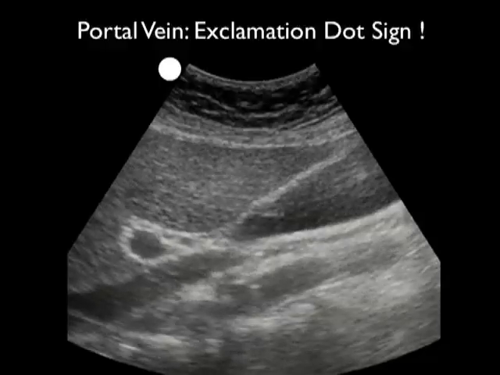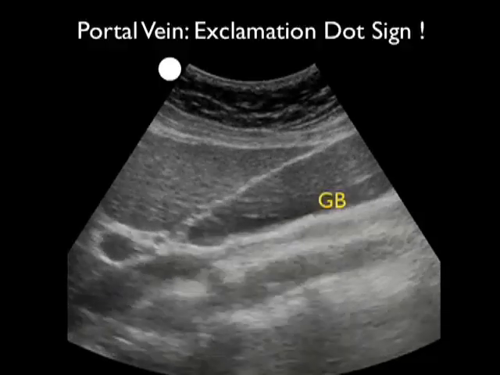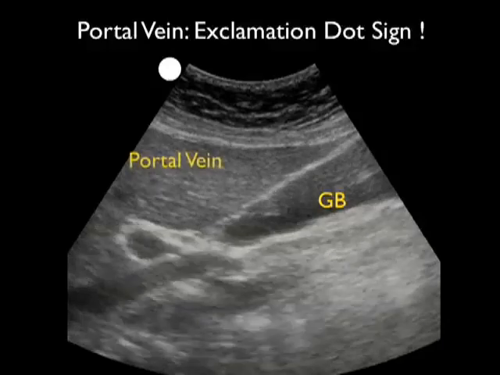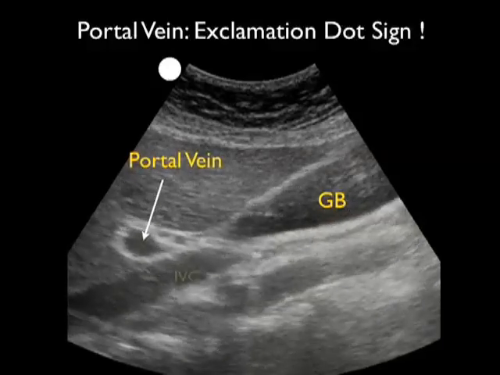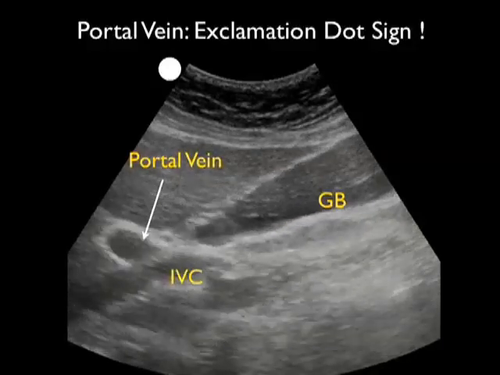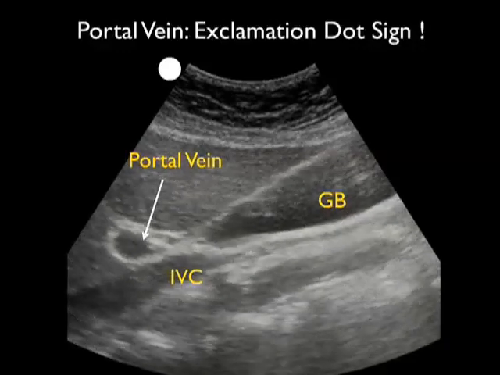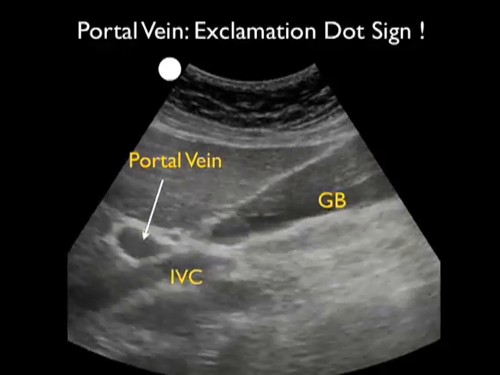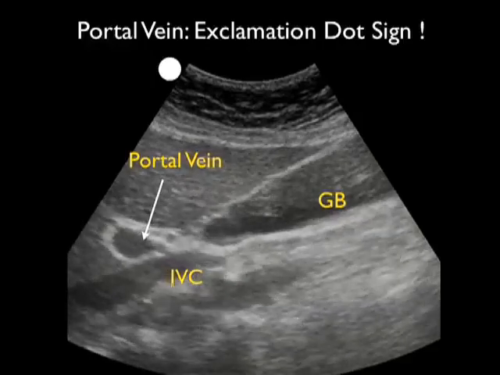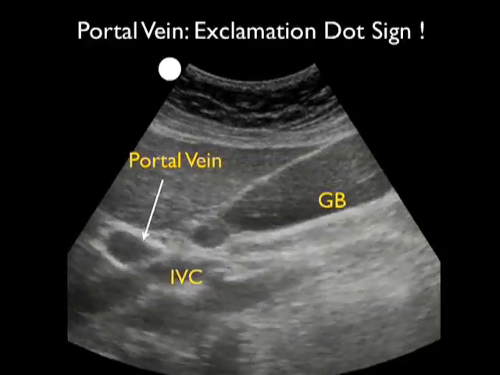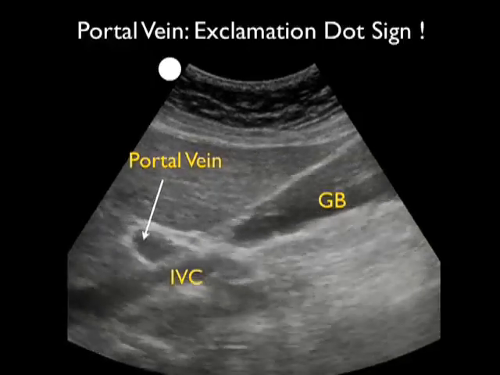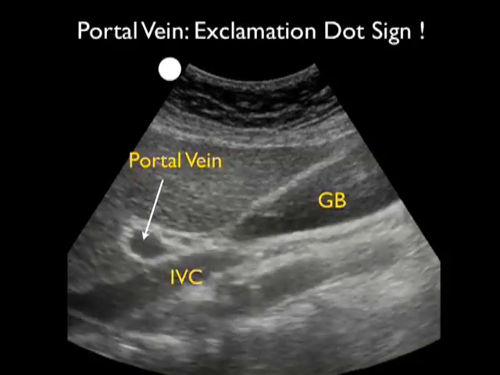Here's an ultrasound image showing the portal vein exclamation dot sign, and we see the gallbladder to the right making the exclamation, and the dot, the portal vein, to the left. Notice that the dot, the portal vein, has hyperechoic walls due to the fact that it's bringing fatty blood from the intestine to be filtered by the liver. We see the white line connecting the gallbladder to the portal vein that is the median lobar fissure, and posteriorly we see the inferior vena cava.